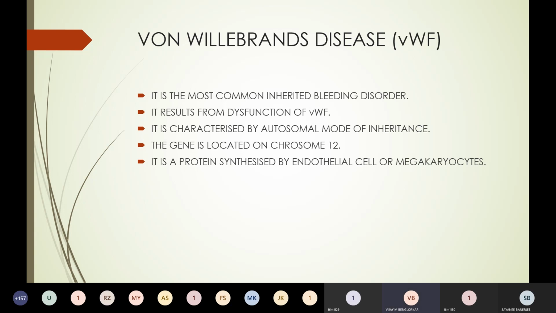Coming to the third topic, that is von Willebrand's disease. In short, it is also called VWF. It is the most common inherited bleeding disorder. It results from dysfunction of this factor VWF. It is characterized by autosomal mode of inheritance. The gene is located on chromosome number 12.